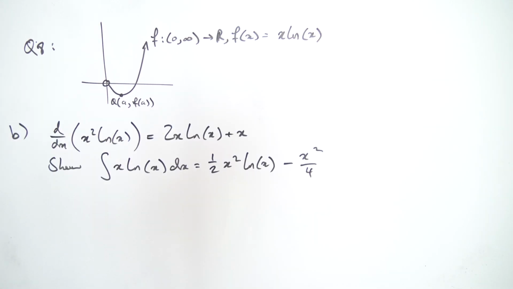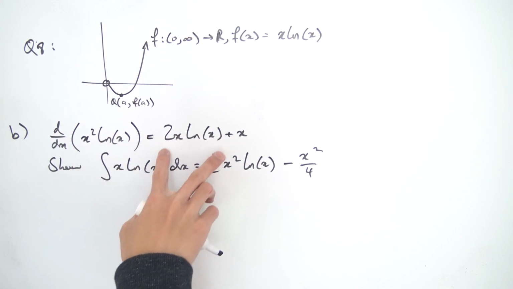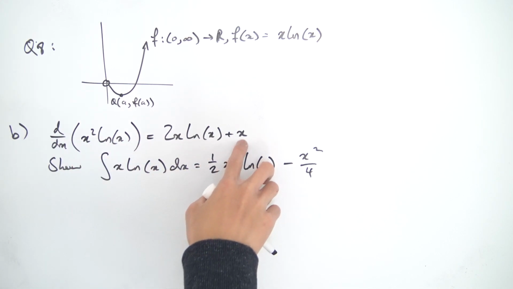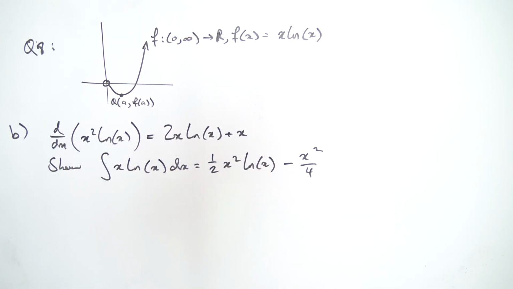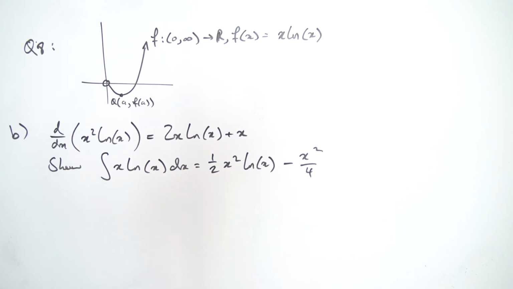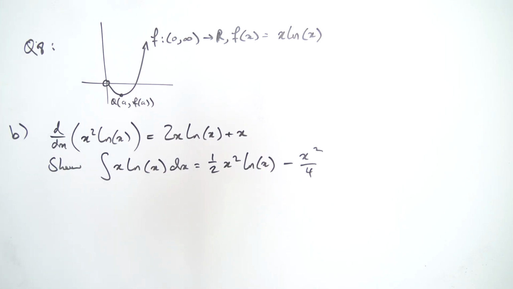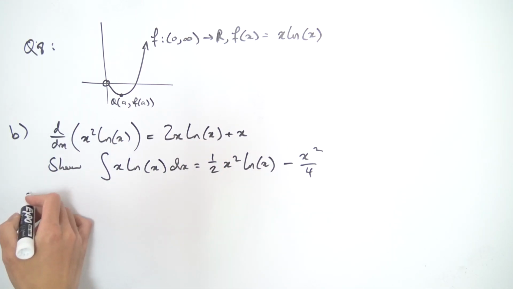For part B of this question, we're given that the derivative of this function, x squared natural log of x, is equal to 2x natural log of x plus x, and we have to hence show that an antiderivative of x natural log of x is this expression right here. So to do this, this is just some integration by recognition. So we want to somehow turn x natural log of x into this expression, and we can first do that by multiplying the integral by 2.